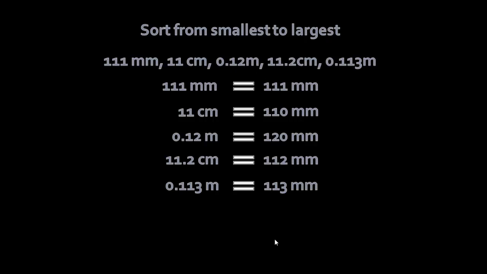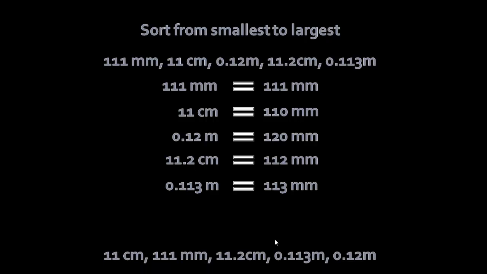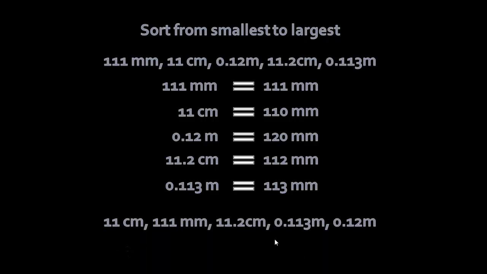Now that you have all the lengths in one form of measurement, it's easier to sort from smallest to largest. In this case, it'll look like this. Now, be careful not to sort it in accordance to the amounts on the right. It should still be in its original form when you sort it from smallest to largest.